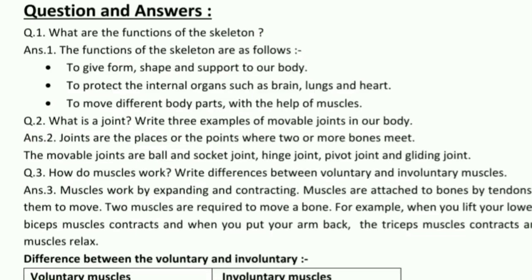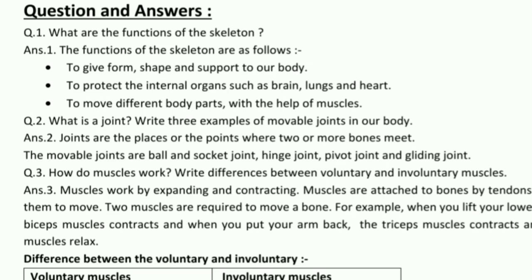Question number 2, what is a joint? Write 3 examples of movable joints in our body. Joints are the places or the points where 2 or more bones meet. The movable joints are ball and socket joint, hinge joint, pivot joint, and gliding joint. So we have taken all 4 joints which we have studied in this chapter.